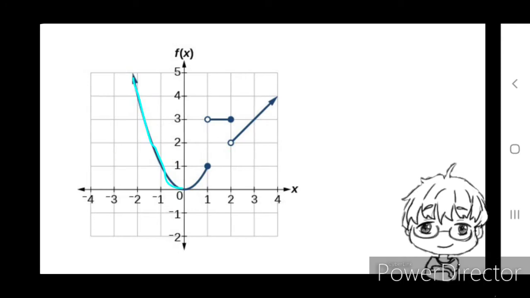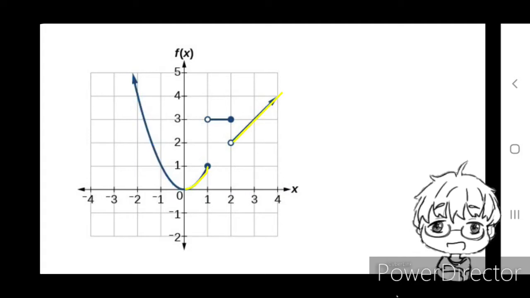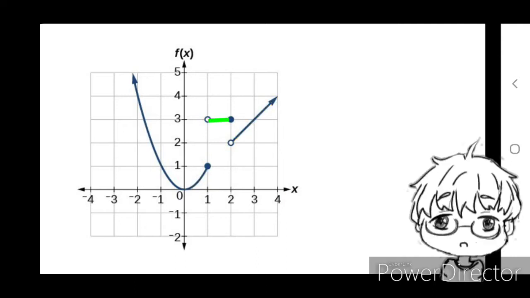For the decreasing interval, the domain should be negative infinity not included to 0 not included. For the increasing interval, the domain should be 0 not included to 1 included, union 2 not included to positive infinity not included. And this part of the graph is constant.